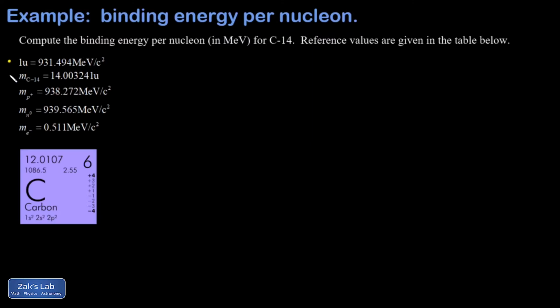Next in the list, we have the mass of the carbon-14 atom. And that's the entire atom, including the electrons. That's a really important and subtle point that can cause problems when you're doing nuclear physics. And the tables that give you these masses, they always include the mass of the electrons in this number, and they express it in atomic mass units. This is why we have to have that conversion to MeV per c squared for the atomic mass unit. The next three in my list are the mass of the proton, neutron, and electron.